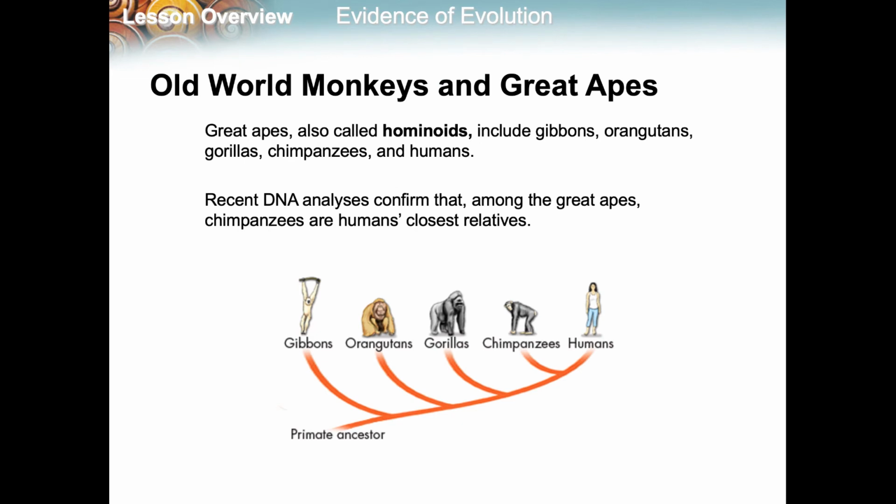So great apes, also called hominoids, include gibbons, orangutans, gorillas, chimpanzees, and humans. Recent DNA shows that these are our closest relatives. Once again, picture the primate ancestor as the tree trunk, and then all these branches happened. I like to compare it as if you think about your family and your grandfather, and let's say your grandfather had 10 kids, and each of those 10 kids had 10 more kids. That family are all different branches. Now, they might be your cousins and they might be related to you, but they're not your immediate family. Humans are immediate family. This is like our cousin and our distant cousin.